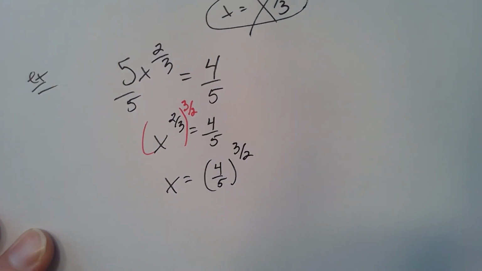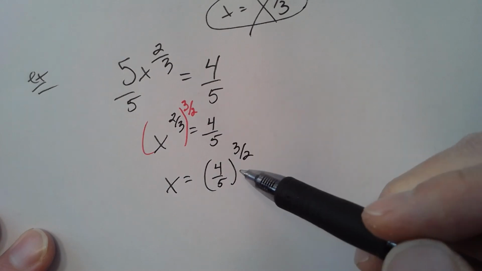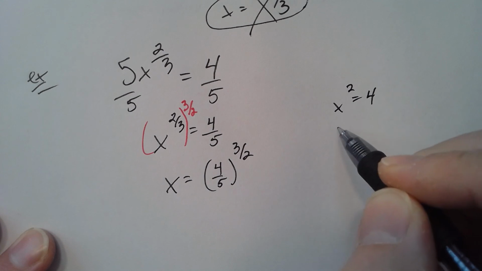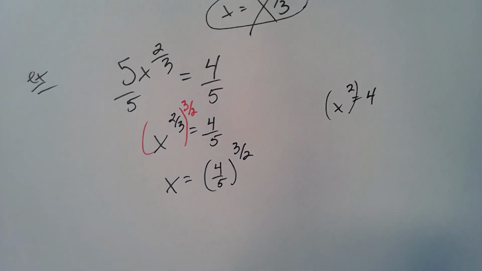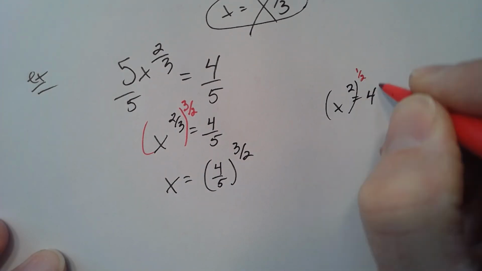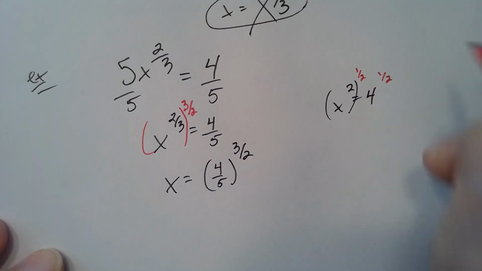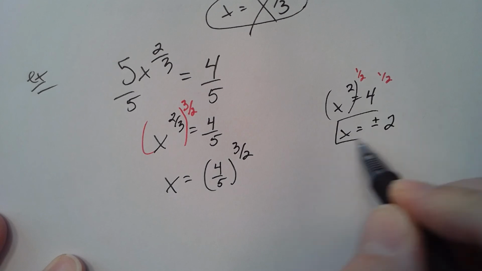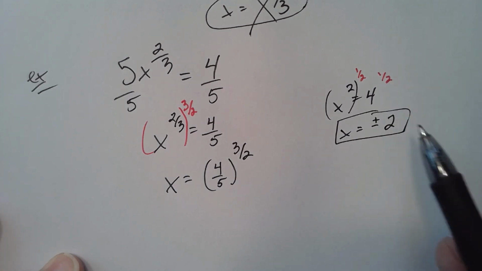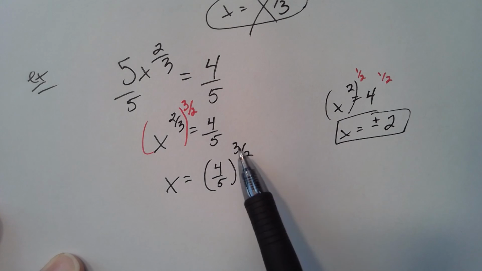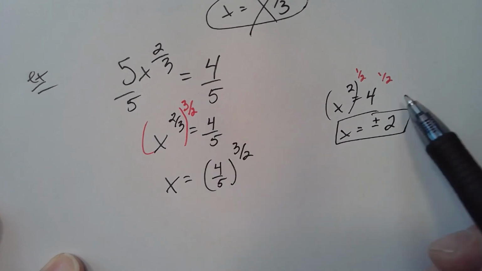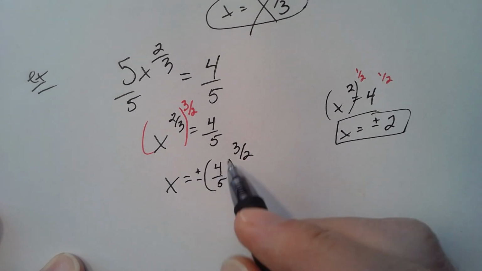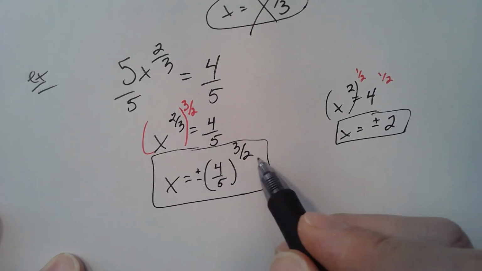Okay, so if it was like x squared equals 4, we would be taking it to the 1/2 power, which is the square root. So x would be plus or minus 2 here. It's plus or minus because it's an even root on the bottom. Here we're taking it to the 3/2 power, so since it's an even number on the bottom, we do have to include plus or minus, since it's an even number on the bottom.